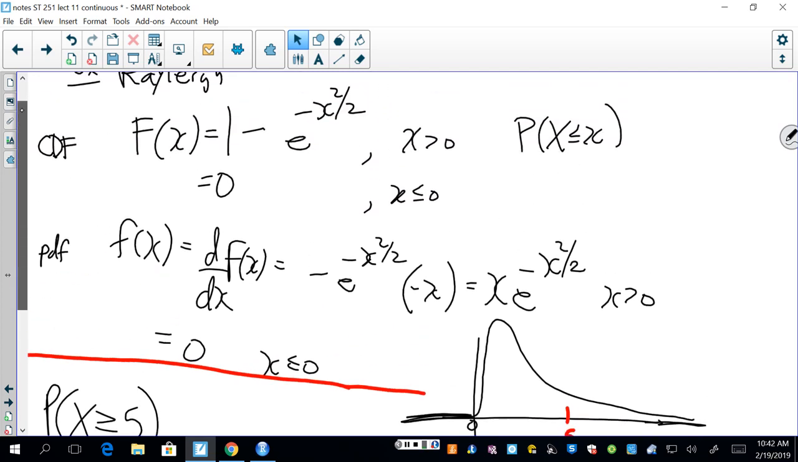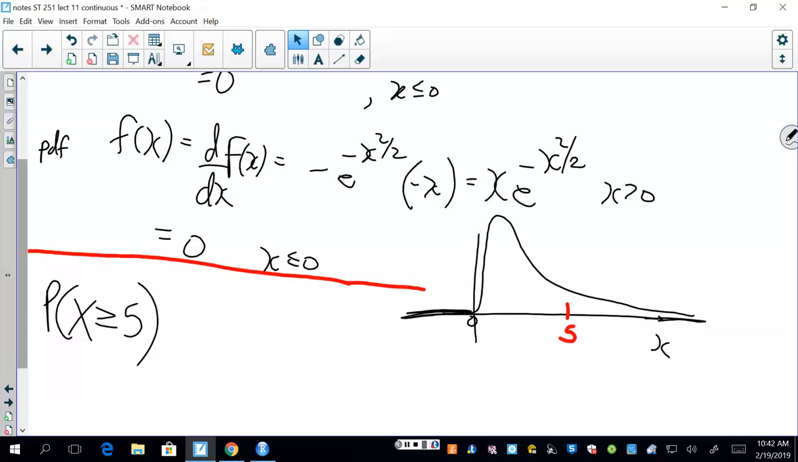How would you want to figure out the chance that you're greater than 5 if you're measuring something that has this distribution? There's a few ways to go about it. Yes? Can't you take the integral from 5 to infinity? No, yeah, you can take the integral from 5 to infinity of this density, right? The x e to the negative x squared over 2 dx.